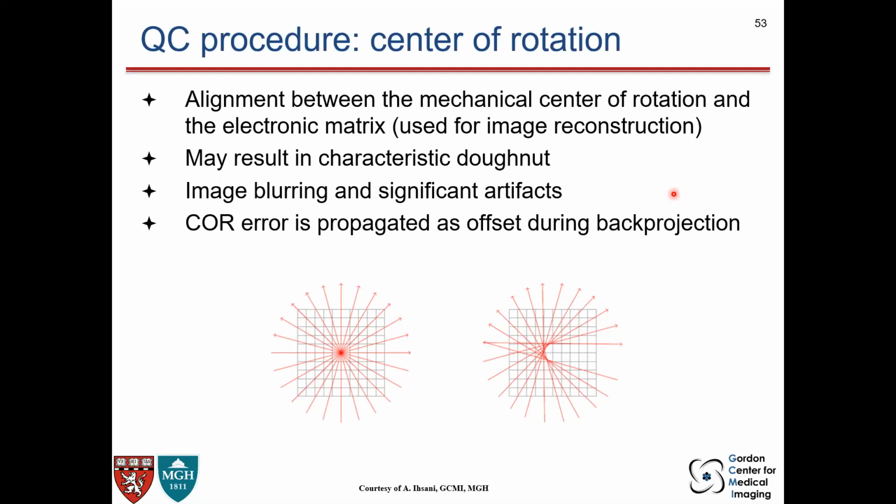So obviously, when you have a moving part, then the moving part can go out of tune and can cause significant artifacts. The alignment between the mechanical center of rotation is what we want to know with respect to the electronic matrix used for the image reconstruction. And if the error between the image center and the mechanical center of rotation is large enough, then you're going to have a donut-shaped artifact in your image, and your image resolution is not going to be as good anymore.